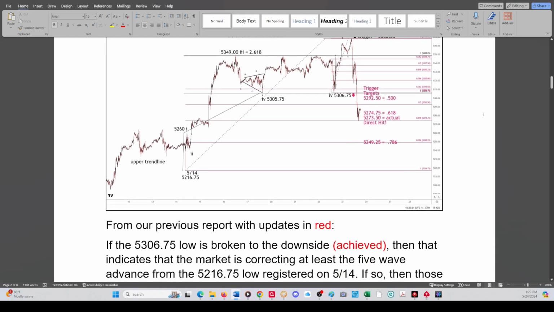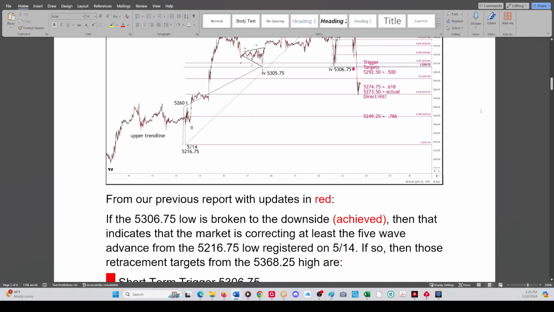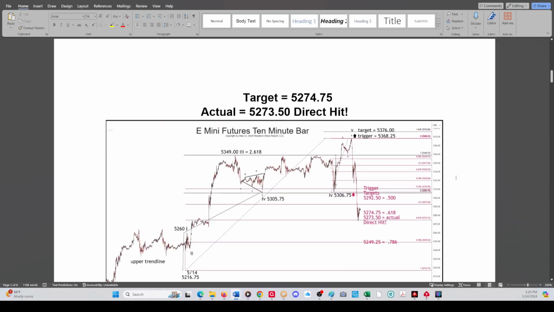Very short term. Our scalpers and our day traders love these. This is a monthly subscription with the daily reports, sometimes more than once a day. And there's where the short-term trigger was activated, and there are the targets that were achieved, and that one was within so many points, 1. Okay, so that's what we got on that.